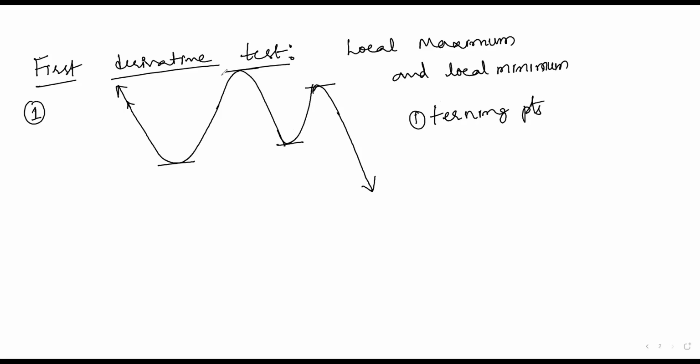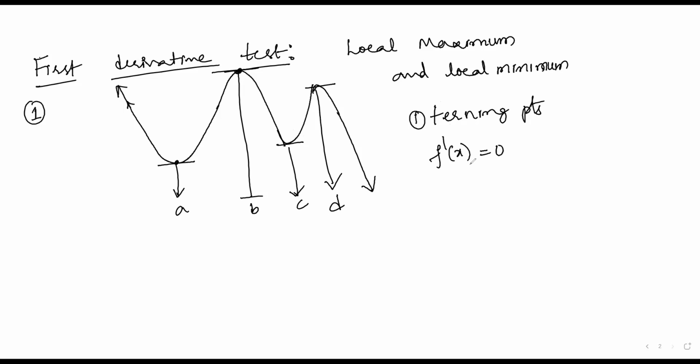So at a turning point, the slope of the tangent is zero. Let's say this is some point A, this is B, this is C, and this is D. At turning points, f dash of x, that is the slope of the tangent, is 0. That means the slope of the tangent at point A is 0. Similarly B, C, D. So these are the turning points.